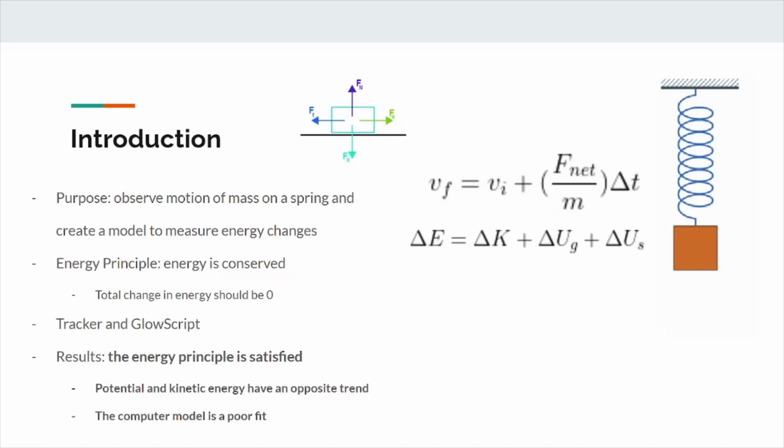The results of this lab showed the energy principle was upheld since delta E equals zero. However, the computer model did not exactly match up with the observed data, making it a poor fit for the mass's oscillation on the spring.